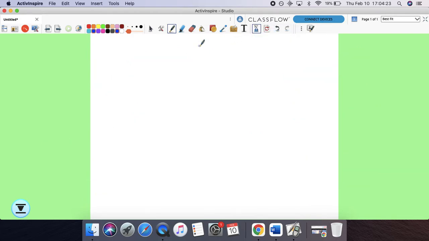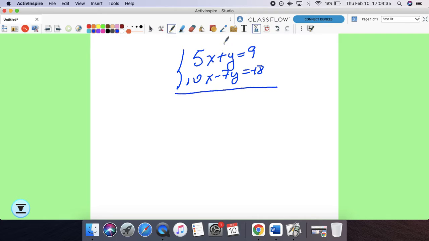9, I think, is the next one. 5x plus y equals 9, and 10x minus 7y equals -18. It really doesn't matter which one you choose to eliminate, whether the x or the y. I'm going to choose the x because for me that's easier. If you want to choose the y, that's fine. So I'll multiply this by 2. If I multiply the whole line by 2, I get 10x plus 2y equals 18.